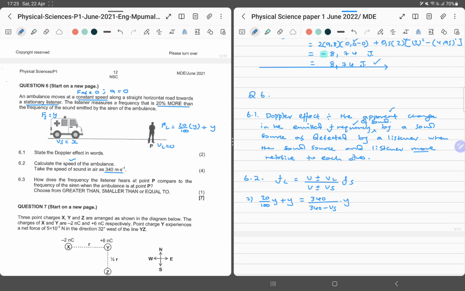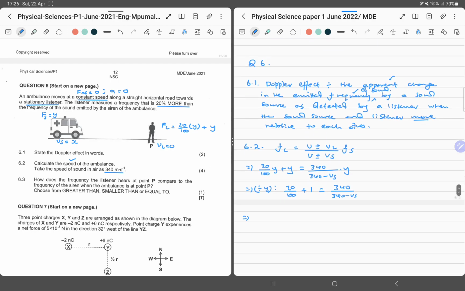Okay, great. So if we divide by y throughout, what happens? The y's disappear. So this implies that if we divide by y throughout, because y is common everywhere, we're going to have 20 over 100 plus 1 equals 340 divided by 340 minus Vs. Okay, which we can continue here.